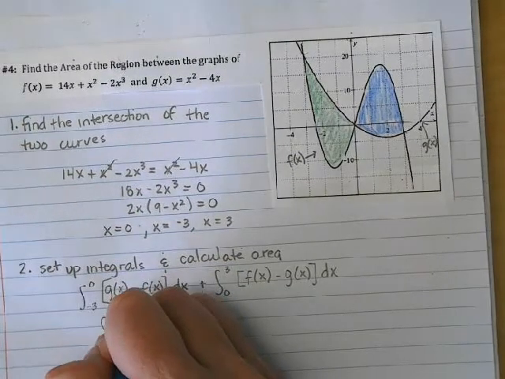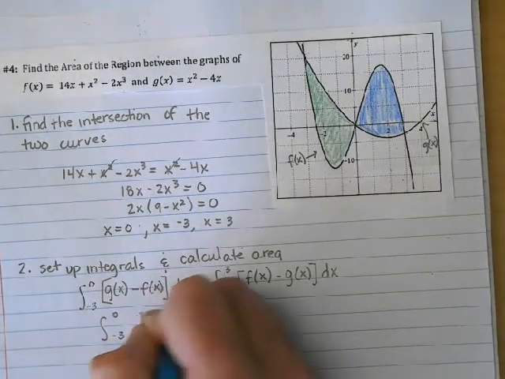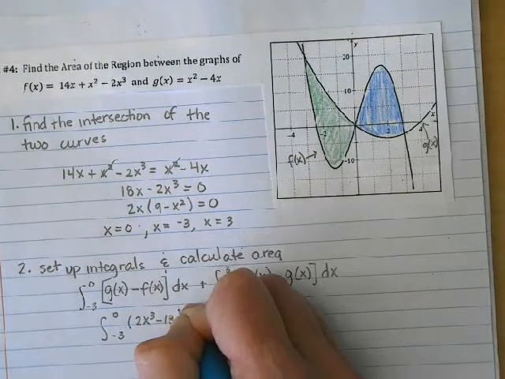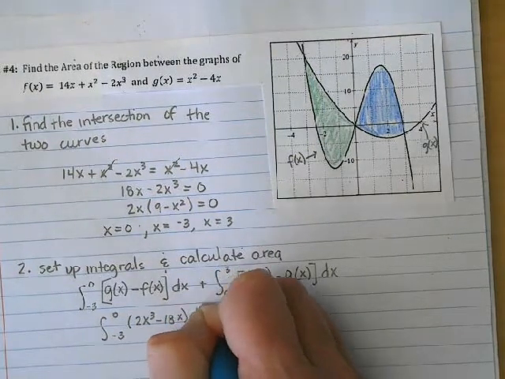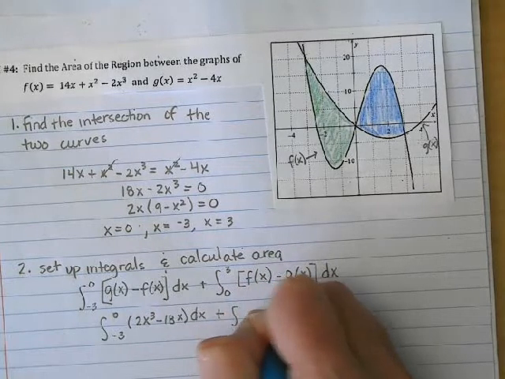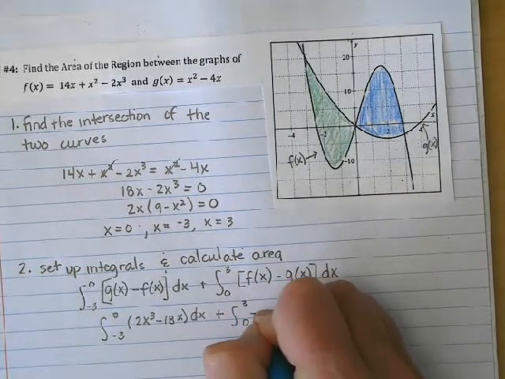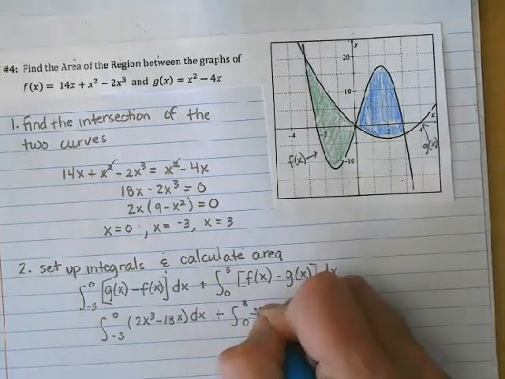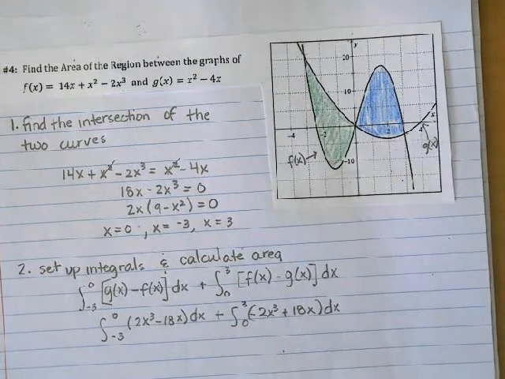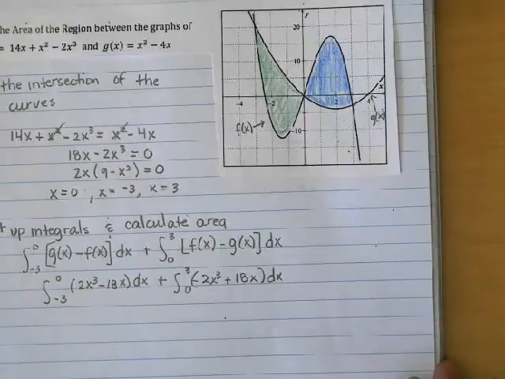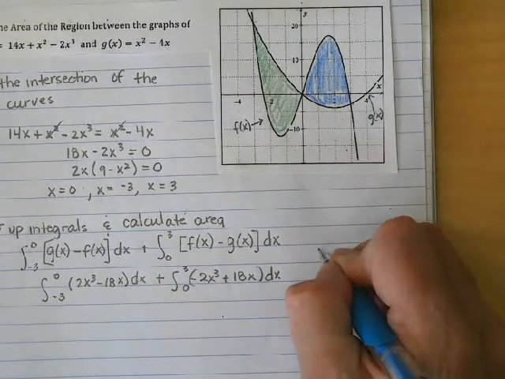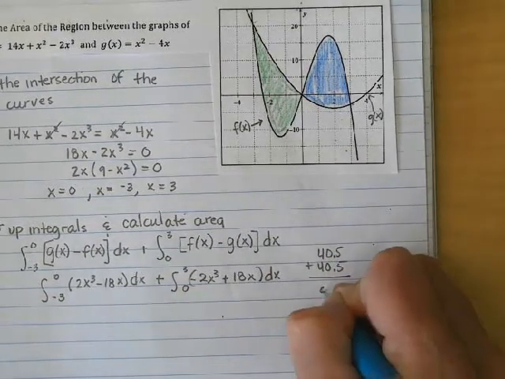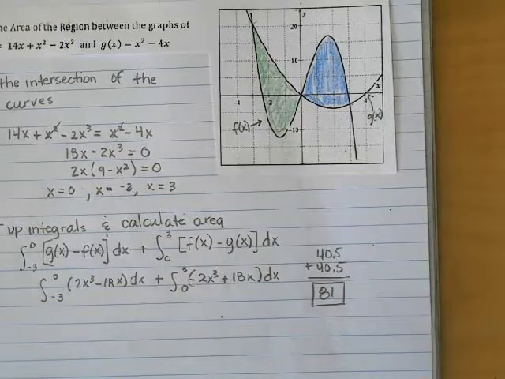Okay, and I'll just simplify it a little bit here. We end up getting something like the integral of 2x cubed minus 18x dx, plus 0 to 3 of negative 2x cubed plus 18x dx. I just did those both on my calculator, and I got 40.5 plus 40.5. And the area is 81. Okay, so again, not too bad.